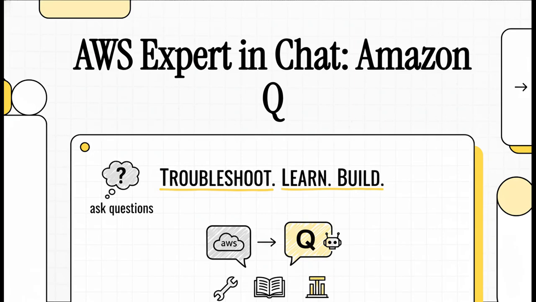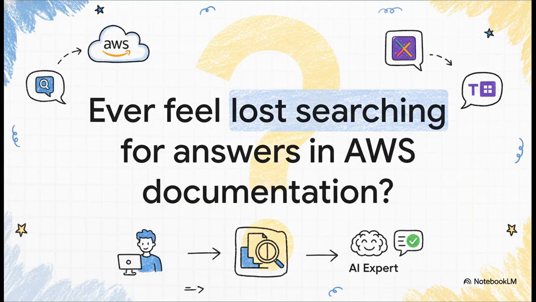So, what if you could have an AWS expert right inside your team's chat? I mean, think about it. Well, in this explainer, we're going to show you exactly how to do that with Amazon Q Developer. It's a tool that lets you troubleshoot, learn, and just build so much faster. Let's dive in. We've all been there, right?